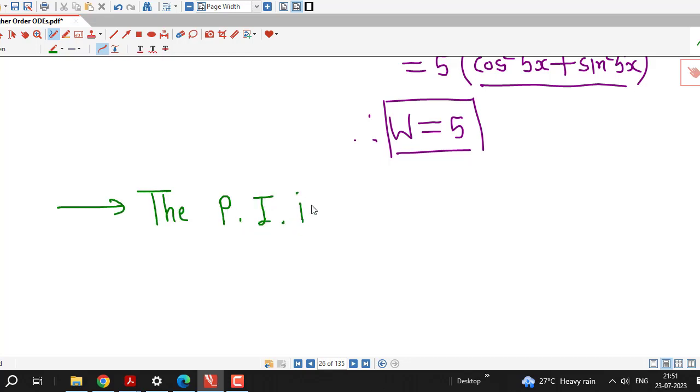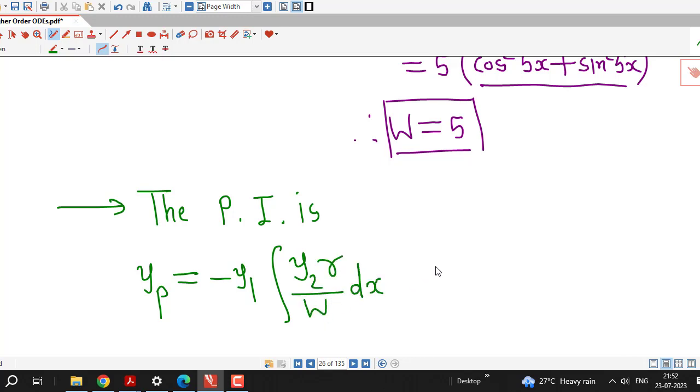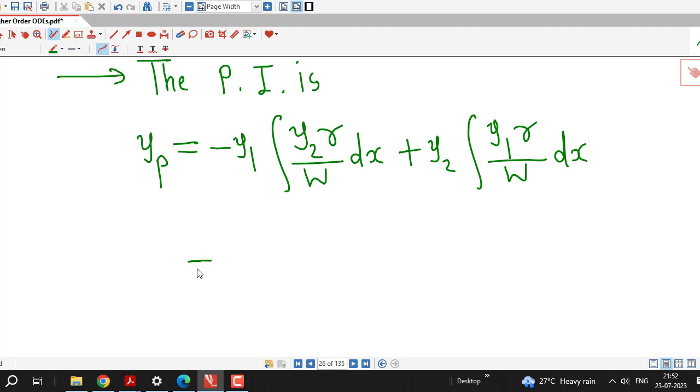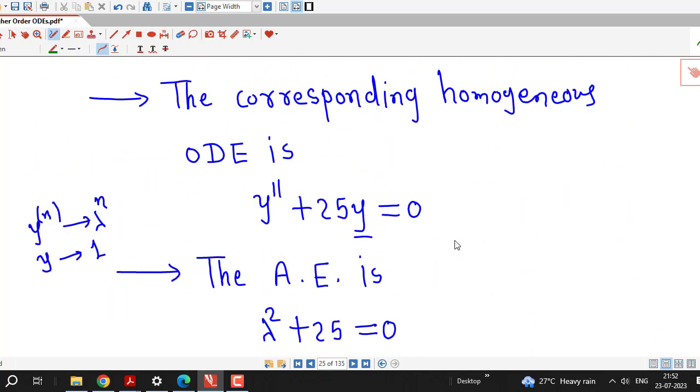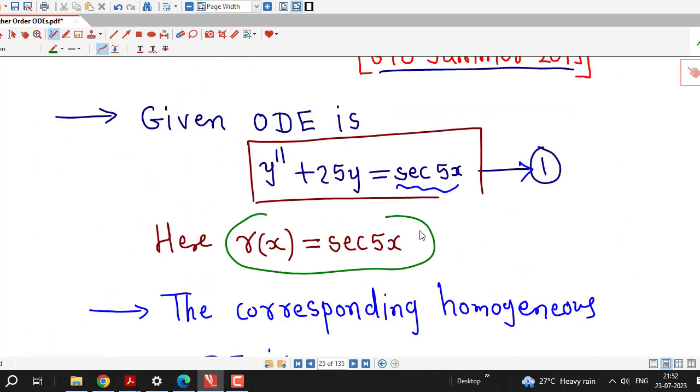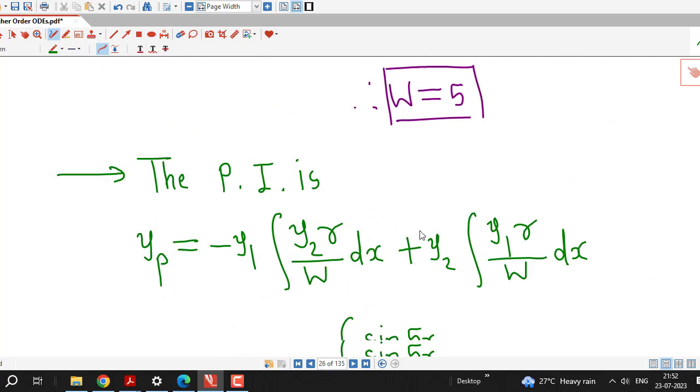So now we obtain the particular integral. It is given by yp equal to minus y1, inside the integral we have y2 r over Wronskian, integral with respect to x, plus y2 outside, inside the integral y1 r over Wronskian, integral with respect to x, and we substitute all these values. y1 is cosine of 5x, y2 is sine of 5x, and r of x is sec 5x that we have written in the beginning. The right hand side function is denoted by r and it is sec 5x.